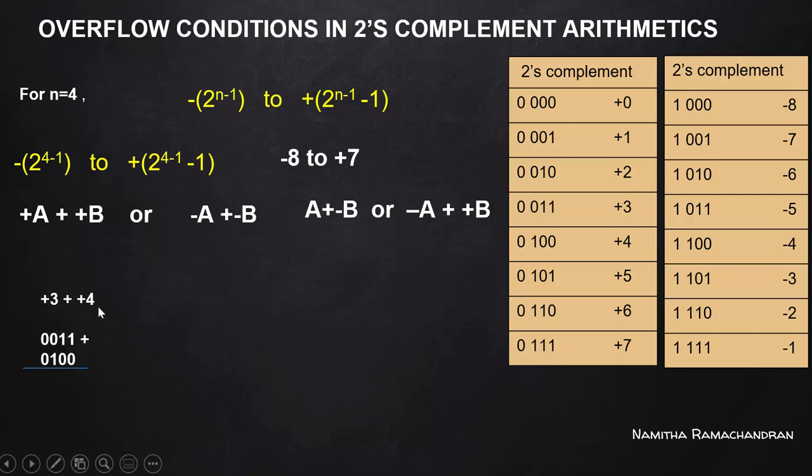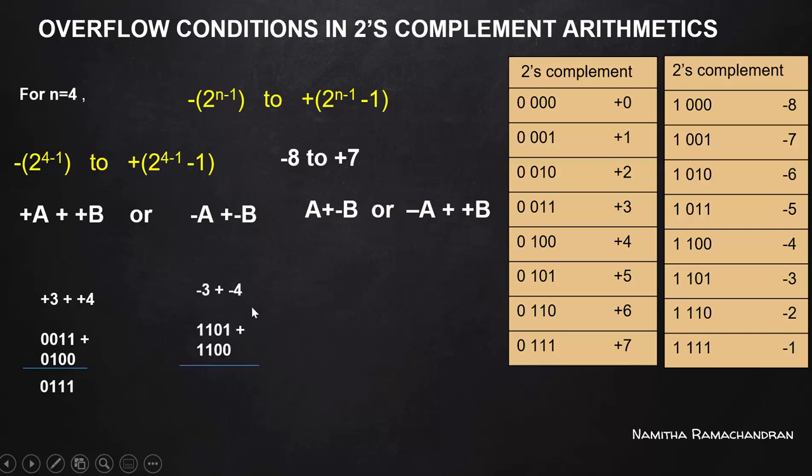This is positive 3 plus positive 4. From this table, the positive 3 representation is this, positive 4 is this. So after addition, we get a result like this: 1 plus 0 is 1, 1 plus 0 is 1, 0 plus 1 is 1, 0 plus 0 is 0. This is the 2's complement representation for positive 7. This positive 7 comes under this particular range. So here we have no overflow.